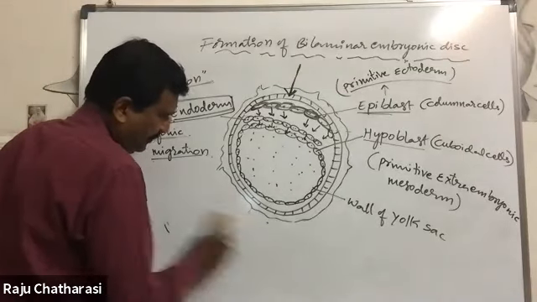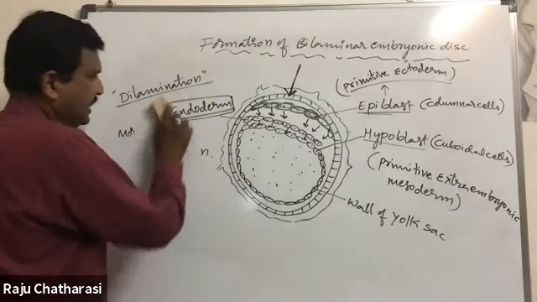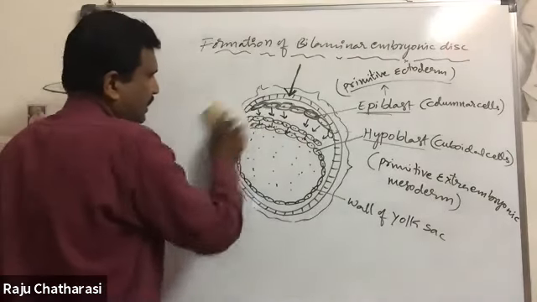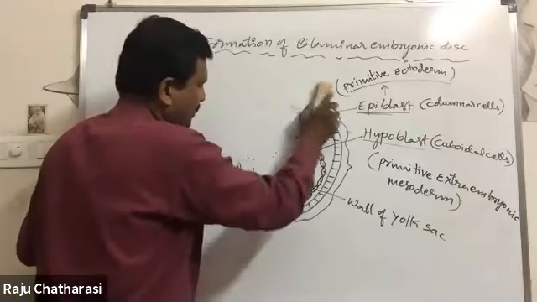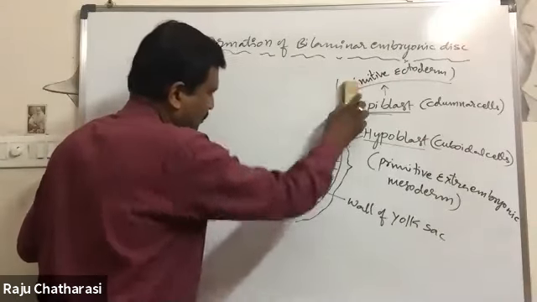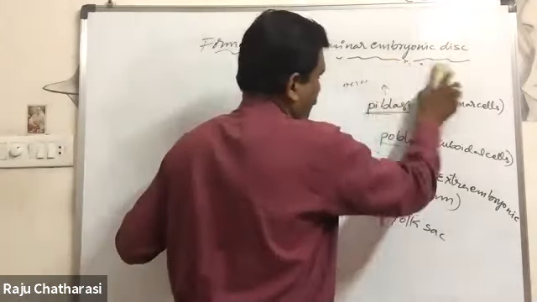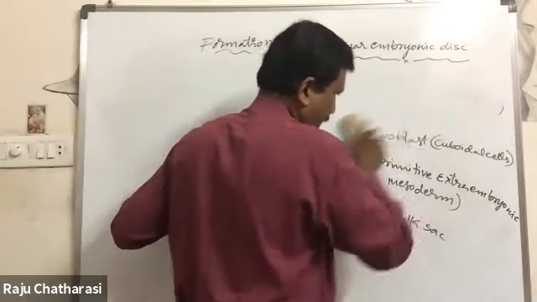What is the next step? Gastrulation. This stage is called the bilaminar embryonic disc, and the next stage is gastrulation. Gastrulation means formation of the gastrula.